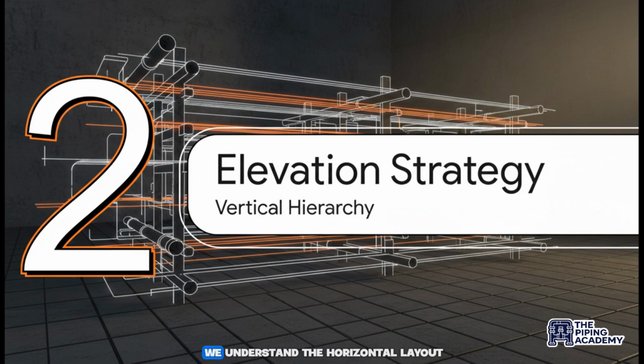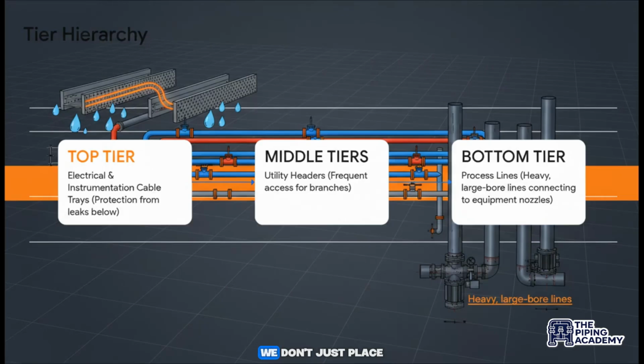Okay, so now that we understand the horizontal layout, let's look at the vertical dimension. And I'd say the single most critical decision you'll make in rack design is the tier strategy. The fundamental question is, which pipes go on which level? We don't just place pipes randomly. There is a very strict vertical hierarchy we follow.